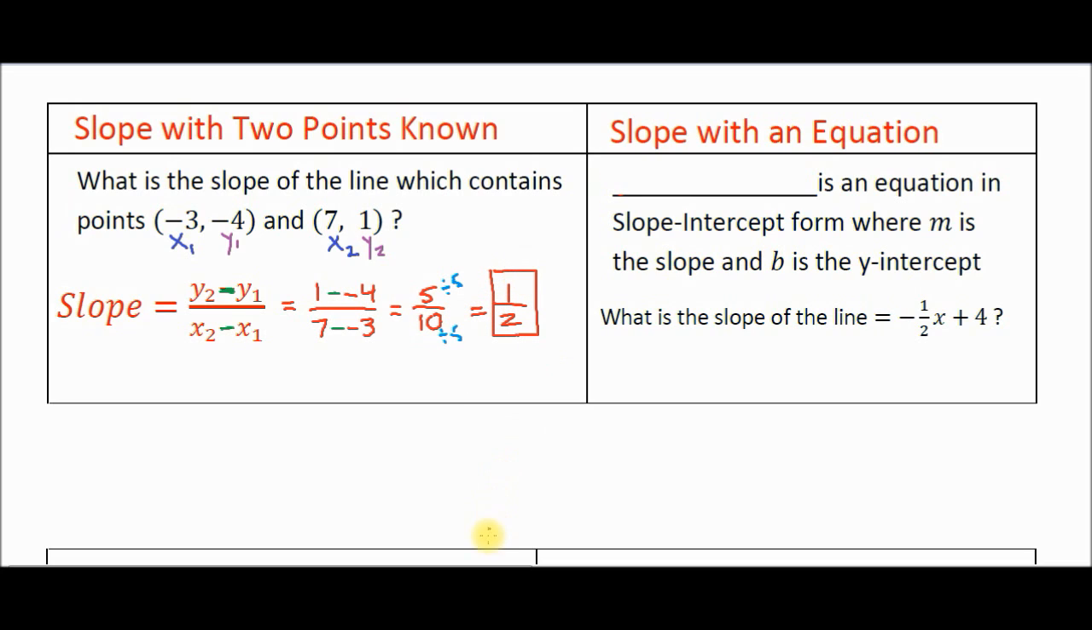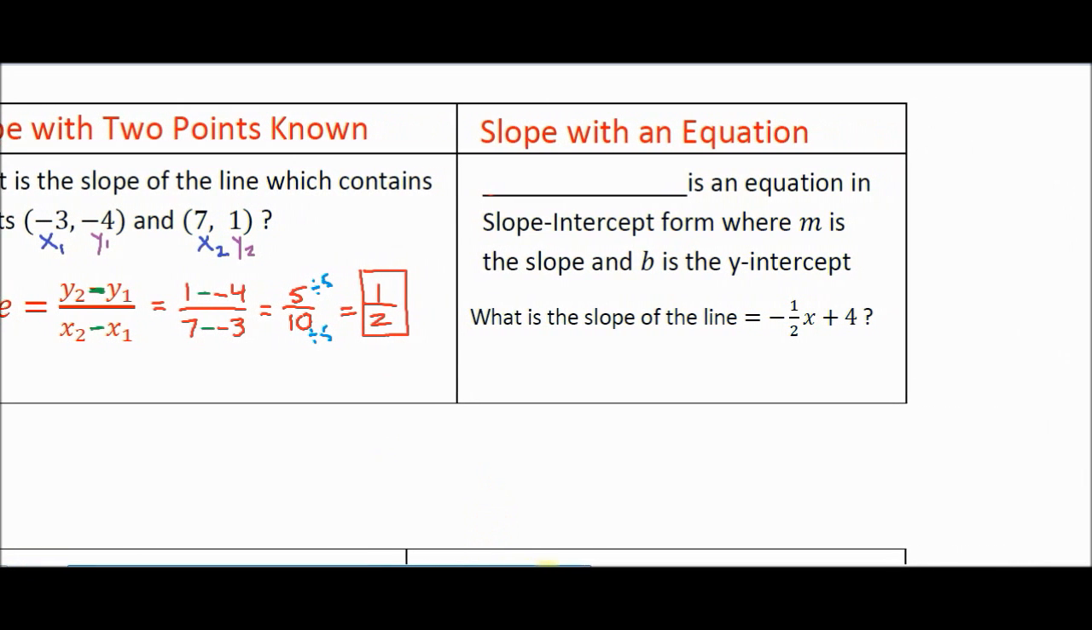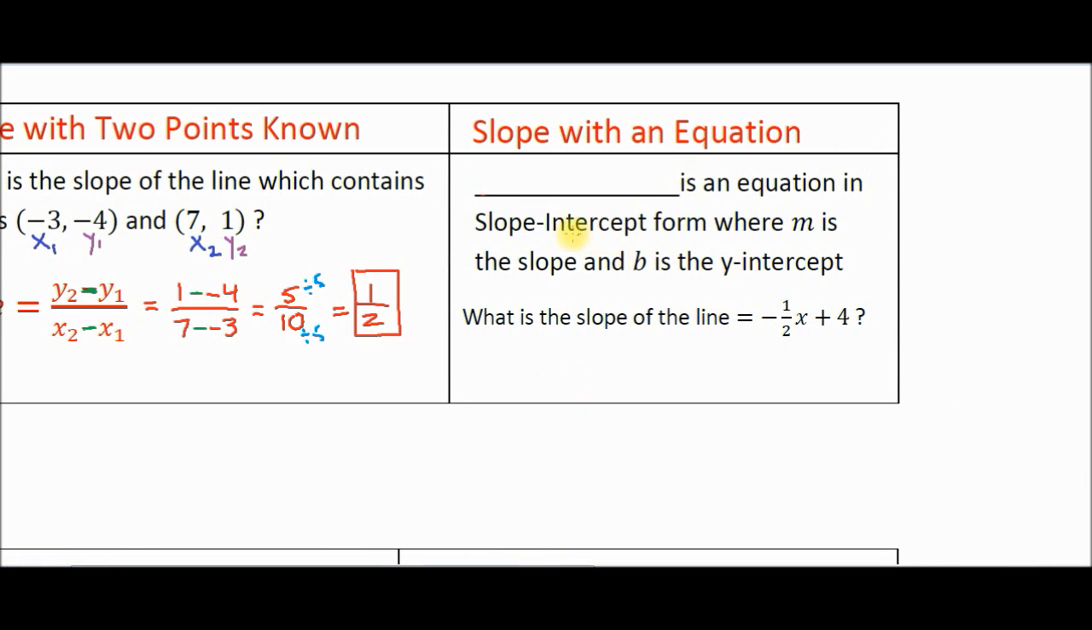Okay, take a look at the second part of this, the top part of this flap. Slope with an equation. Now you have done this before in Algebra 1 and probably in previous math classes. The equation of a line can be written a number of different ways. One of the most common ways is to write it as y equals mx plus b. This is called the slope-intercept form. So y equals mx plus b is an equation in slope-intercept form.